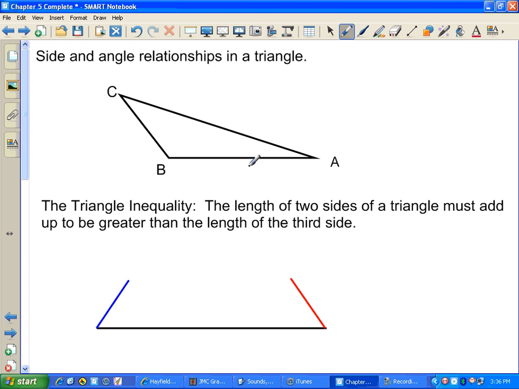C is kind of the angle that's in the middle, and it's across from the side that's the middle length. Okay, and that's always going to be true for triangles, because if you've got a large angle, that's spreading the sides apart. So it's going to take a longer side to connect the endpoints of those two sides.